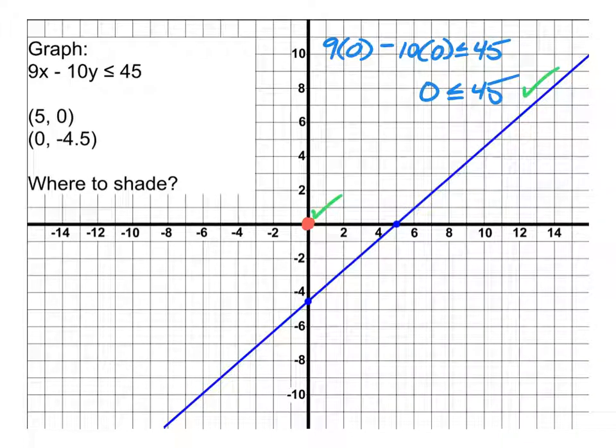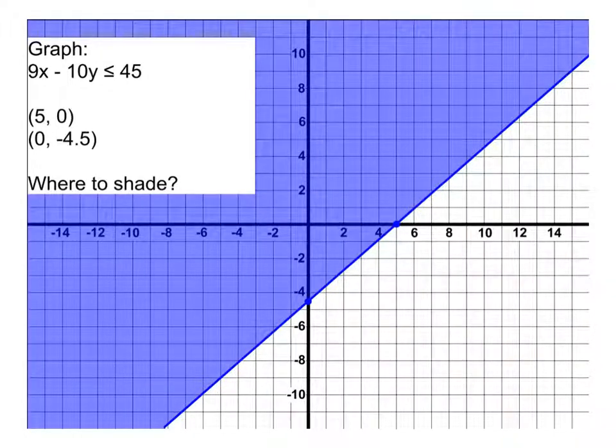That means I should be shading the point at (0, 0). But if I'm going to be shading (0, 0), can I just shade one point on that side but then have to shade everything on the other side? No, it doesn't work like that. If one point on that side is supposed to be shaded, that means every point on that side is supposed to be shaded. And so by testing a single point, if it works, shade that side. If it doesn't work, shade the other side. And that's how we know where to shade from standard form.